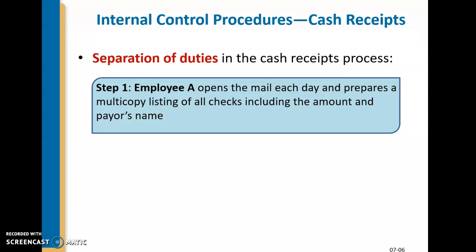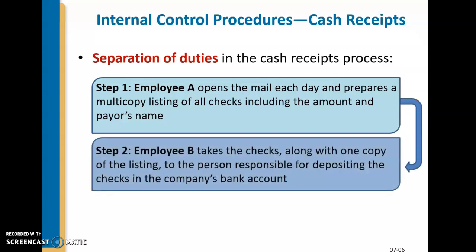A separation of duties is one of the more effective internal controls over cash. There are many internal control procedures, and many of them emphasize separation of duties. In this example, we look at a simple cash receipts process. For instance, Employee A opens the mail each day and prepares a multi-copy listing of all checks included in the mail, including the amount and the payor's name.